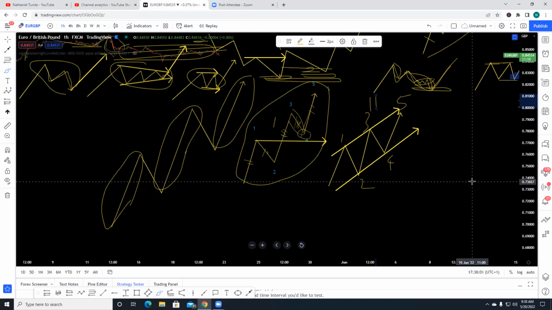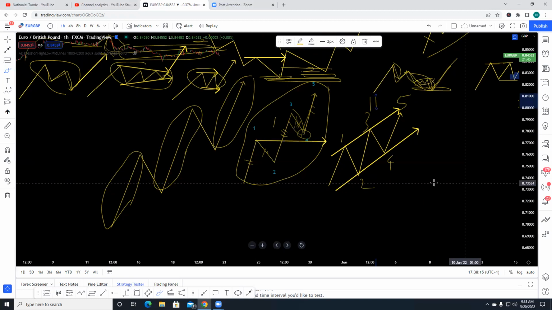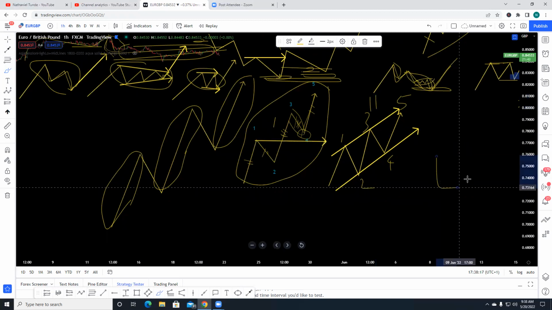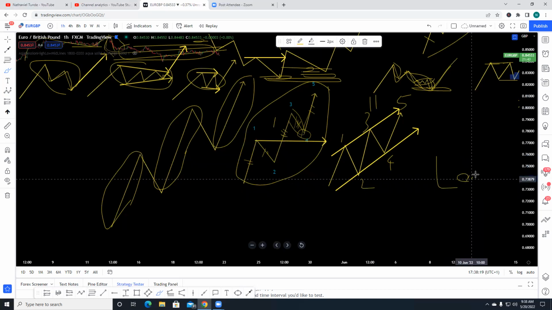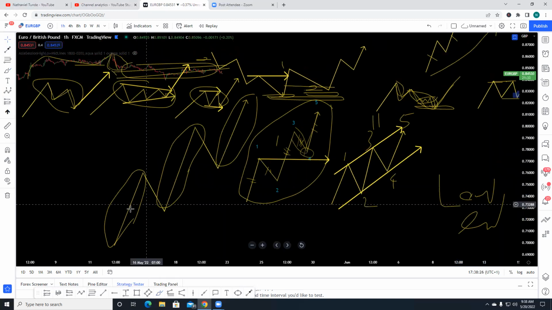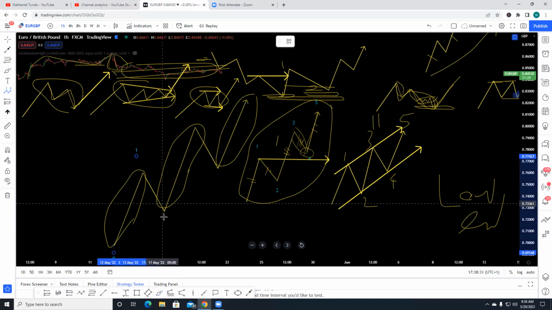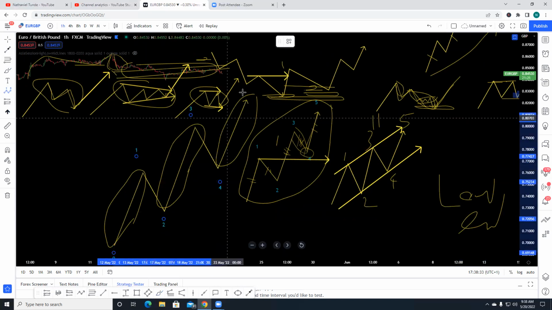All right. So there are two types of diagonal, guys. We have what is called an ending diagonal, and we have what is called a leading diagonal. You see this with 1, 2, 3, 4, 5. Let me label it here real quick. 1, 2, 3, 4, 5.